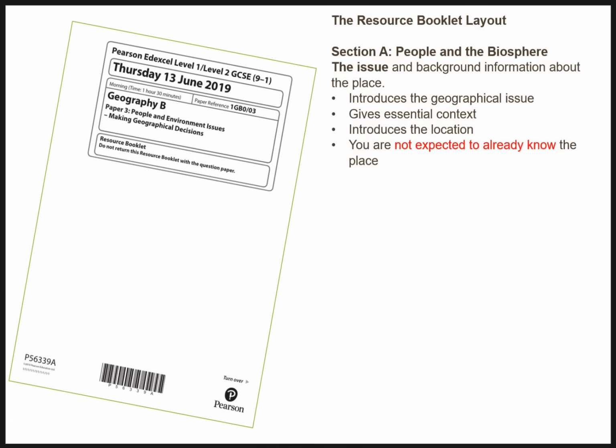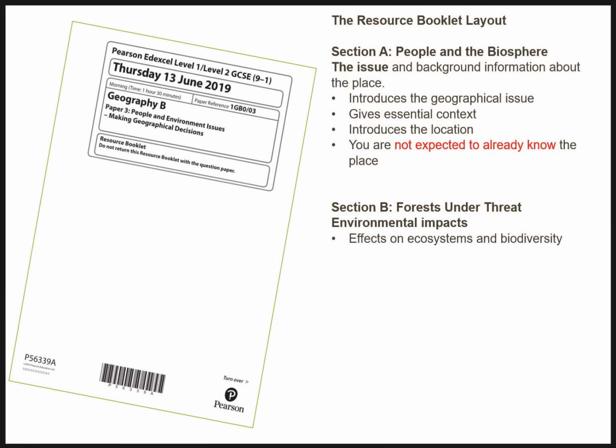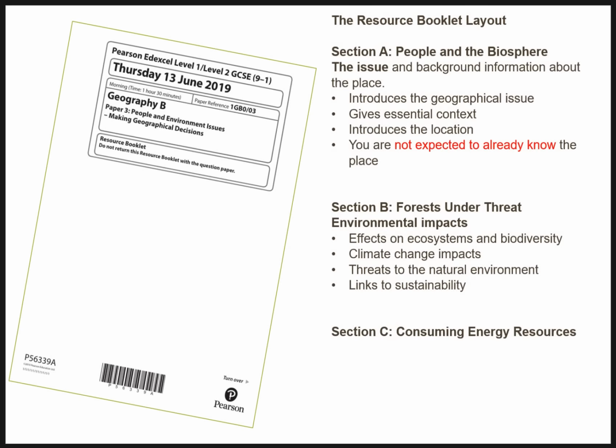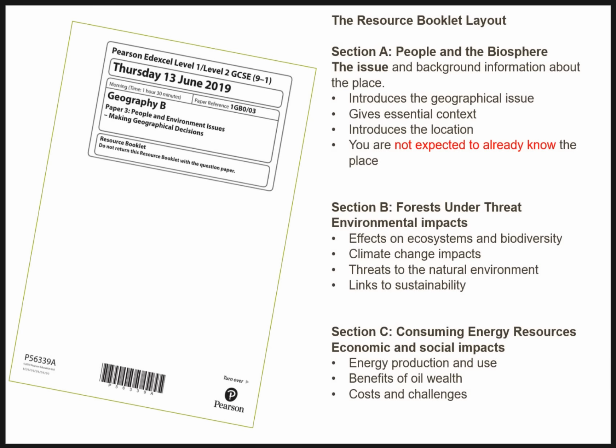Your job really is to interpret the information and make links between topics. The example we're using in this booklet is Norway. Section B of the booklet is under the topic of forests under threat, looking at environmental impacts, effects on ecosystems, biodiversity, climate change, threats to the natural environment, and links to sustainability, often with questions on sustainability. The final section is consuming energy resources. That's around the economic and social impacts of utilising resources such as oil: the production, the use, the benefits of oil, and the costs and challenges, or the advantages and disadvantages, plus future development options.